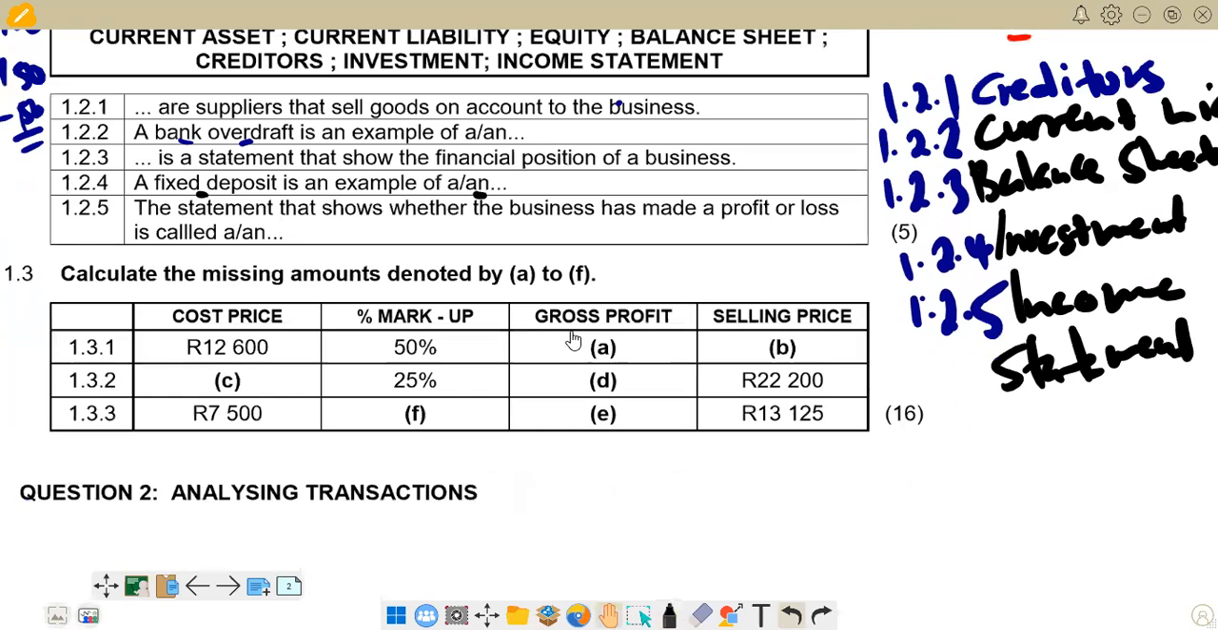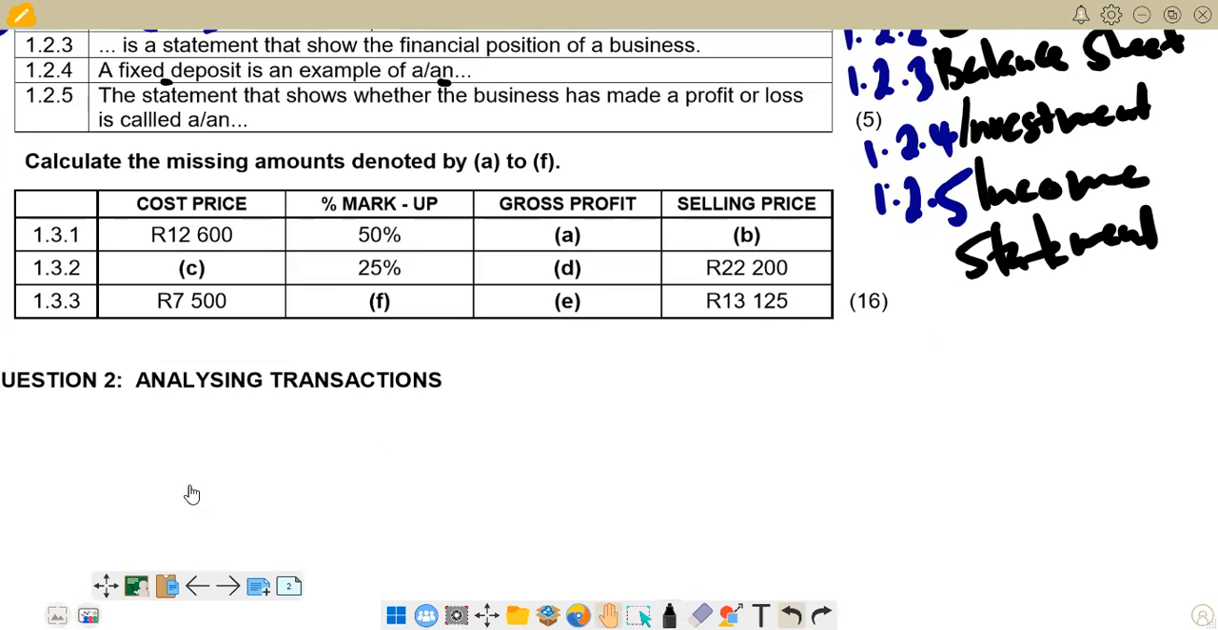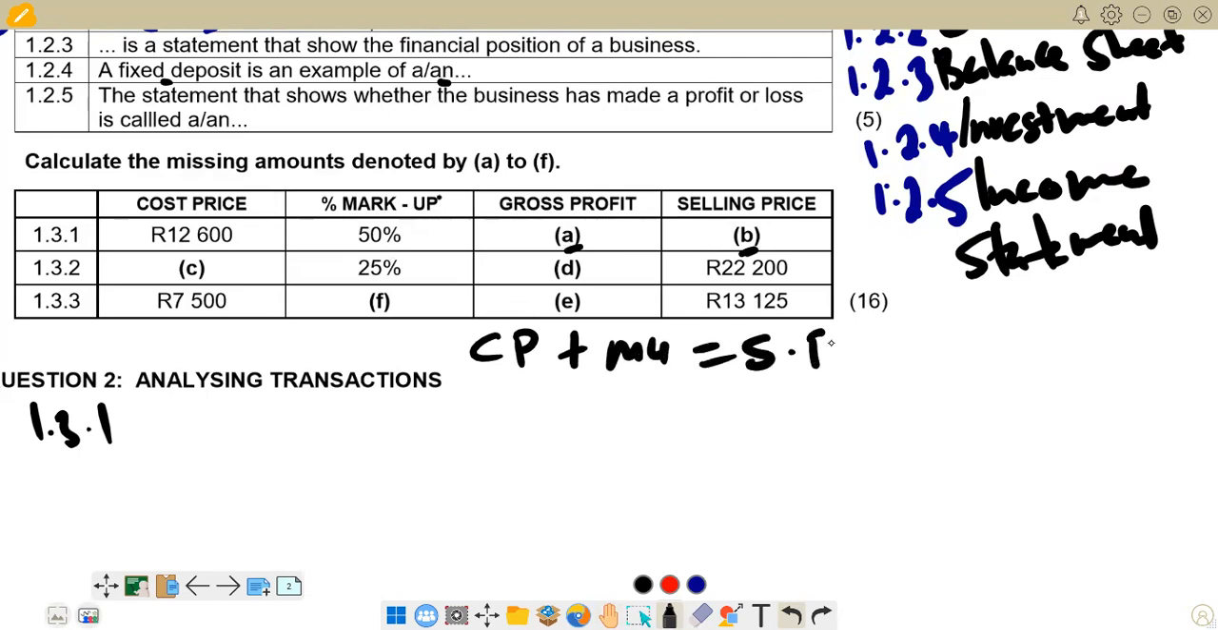On 1.3 now, there are calculations that we need to make. Then we can start on 1.3.1. In 1.3.1, we have letter A that we need to find and B. On B, we are given the gross profit. Before we calculate, we need to know this formula. That's cost price plus our markup, which will give us the selling price.